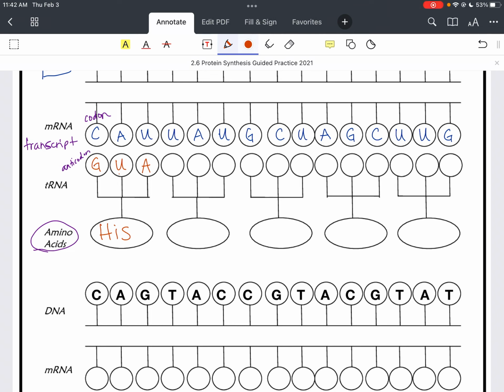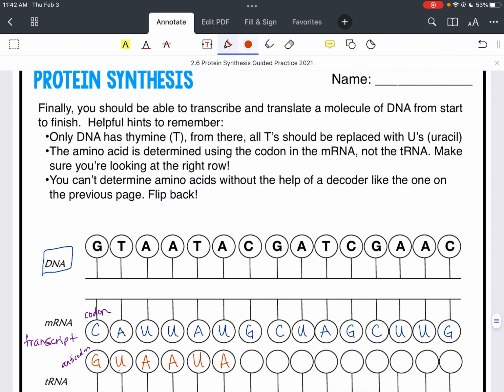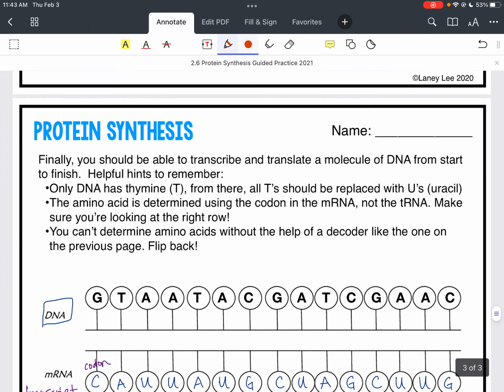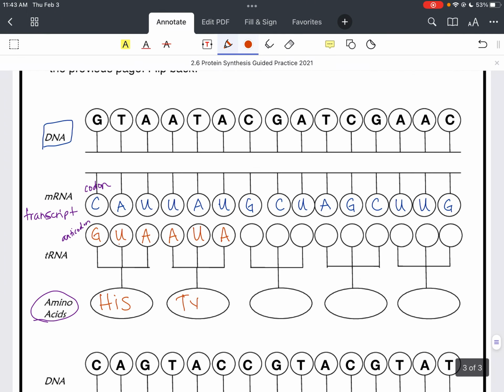Okay, so now I'm going to do that again. So UAU, right? I'm going to write my complementary tRNA strand, but I'm using my codon, the mRNA, to find my amino acid. So UAU. So I'm going up here for UAU. So there's tyrosine, TYR. Okay, and then I'll just keep going down the line in sets of 3.